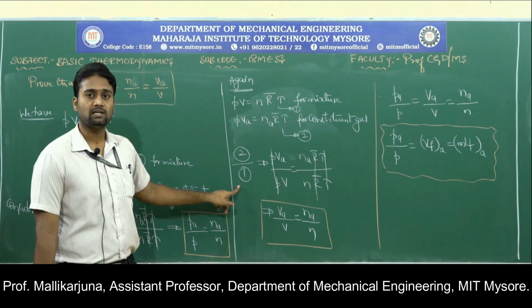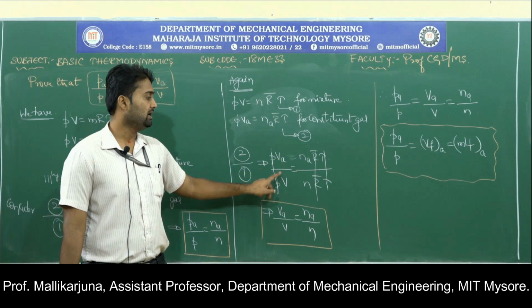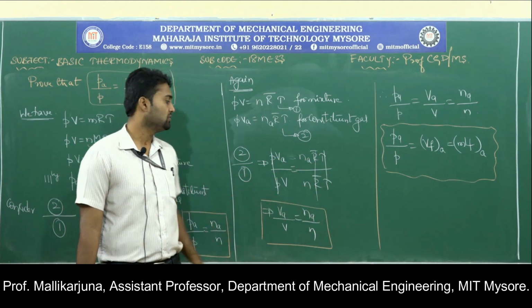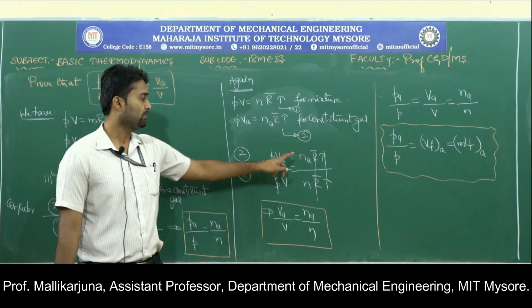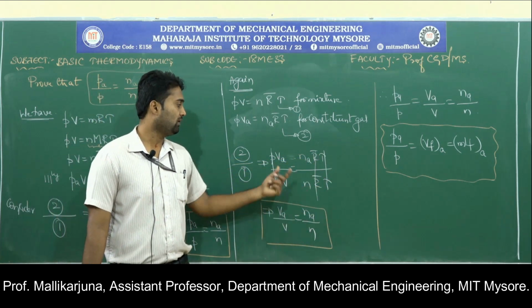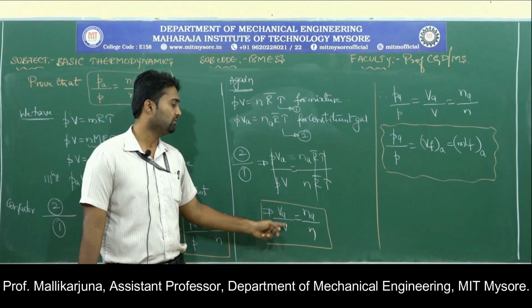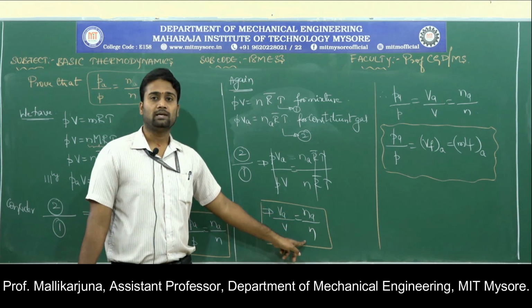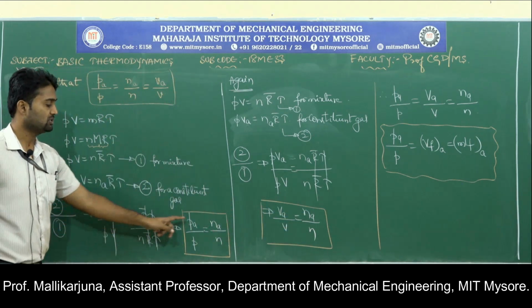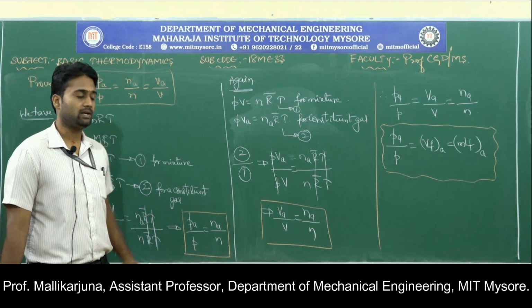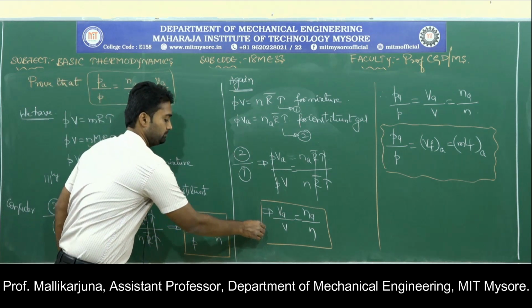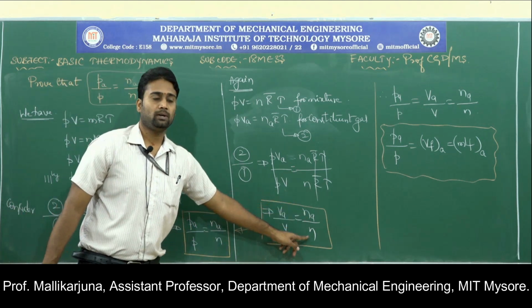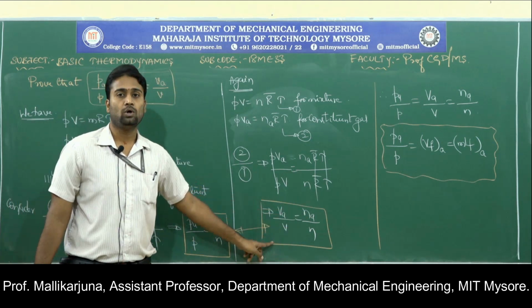Again, 2 divided by 1 is my consideration, P VA divided by PV which is equal to NA R bar T divided by N R bar T. So now P by P will go off, R bar T will go off. I will be left with VA by V which is equal to NA by N. So VA by V is also equal to NA by N. From the previous expression, PA by P is also equal to NA by N. If I combine these two, please look at these two. NA by N is common. Next, PA by P is equal to VA by V.